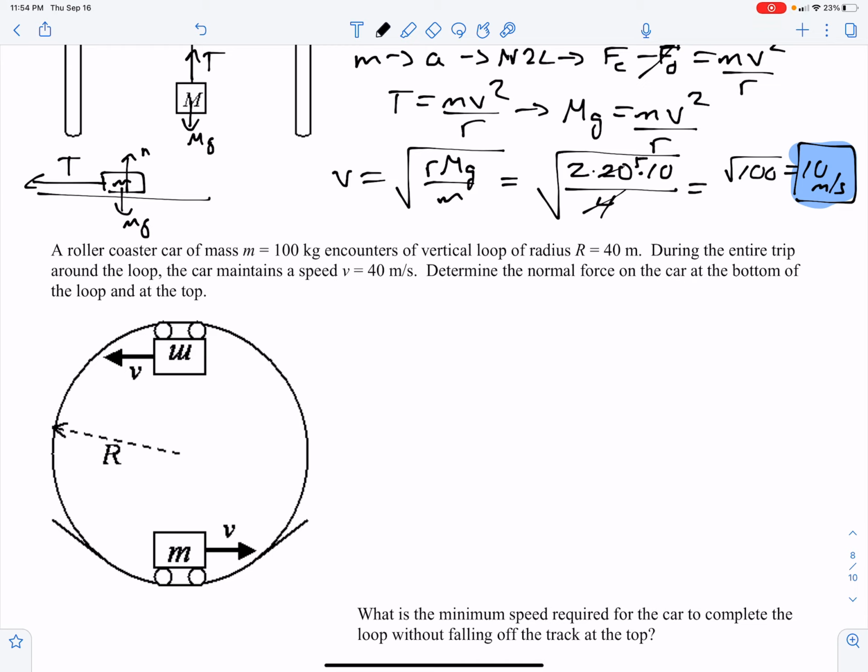In this next example, we have a roller coaster car of 100 kilogram mass that encounters a vertical loop of 40 meters radius, and it maintains a fairly constant speed of 40 meters per second everywhere around the loop. We want to find the normal force at the bottom and at the top of the loop.